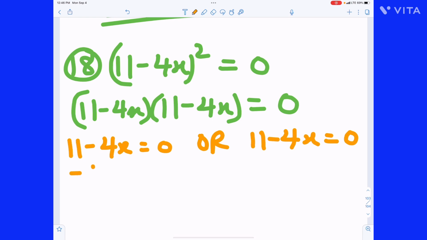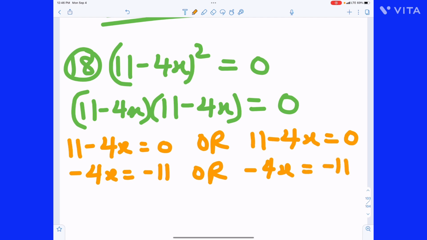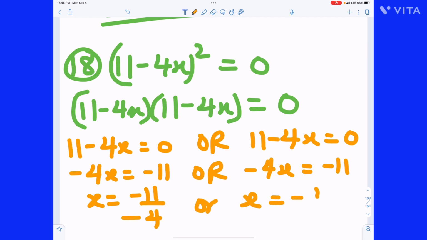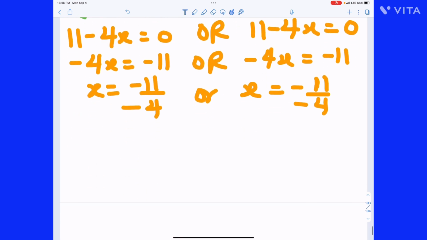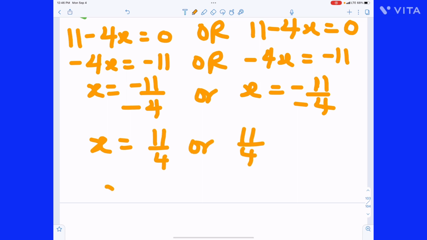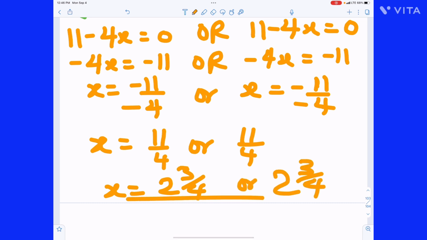Exactly. So minus 4x is 0 minus 11, that's minus 11. Then minus 4x is 0 minus 11, that's minus 11. X is minus 11 over minus 4, or x is minus 11 over minus 4. I'm supposed to divide both sides by minus 4; minus divides minus. So x is 11 over 4 or 11 over 4. X is 2 3 over 4. Are you getting it? Yes, 2 3 over 4. Do you understand?